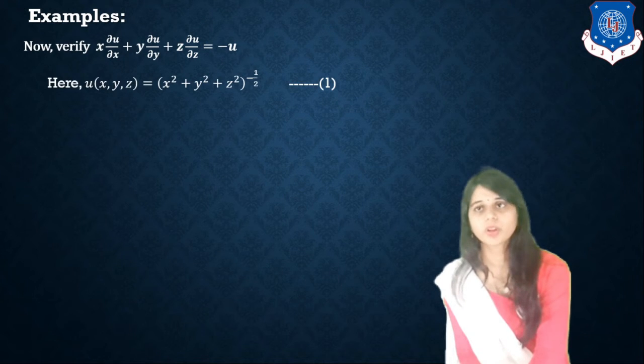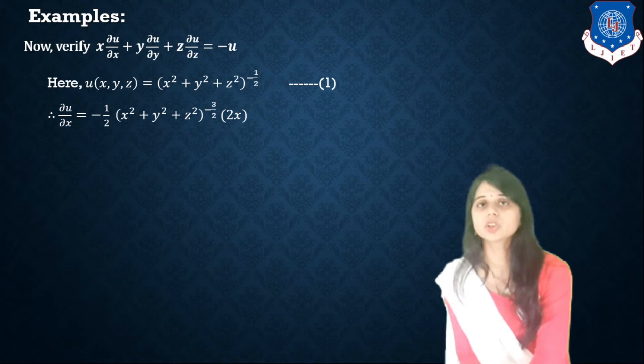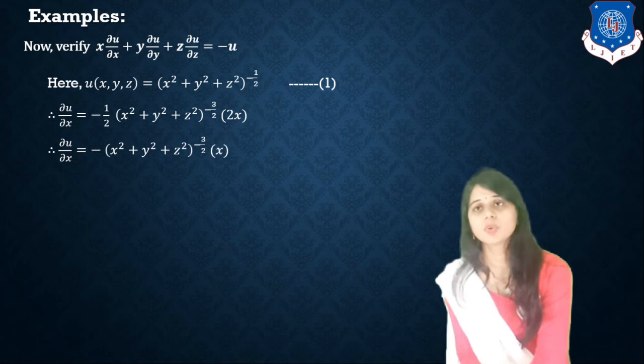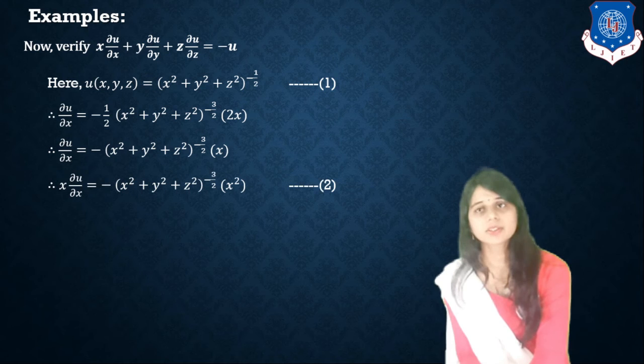Now we take u equal to x square plus y square plus z square raised to minus 1 by 2, that is our equation 1. Now we differentiate u with respect to x. So we get minus 1 by 2 x square plus y square plus z square raised to minus 3 by 2, and the differentiation of x square is 2x. Similarly, del u by del x we get, solving this, minus x square plus y square plus z square raised to minus 3 by 2 into x. Now x del u by del x is minus x square plus y square plus z square raised to minus 3 by 2 x square, equation number 2.